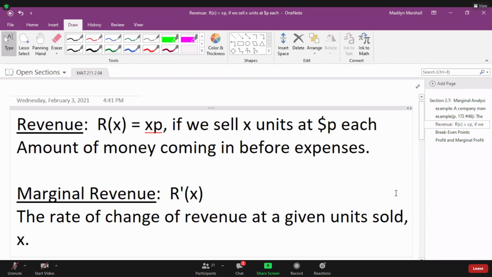So this again is not necessarily consistent. The change in revenue if we sell a few more units at the very early stages, when we're not selling very much, might be different from the change in revenue when we're selling a lot of units. So marginal revenue, again, depends on how many units we're selling at that time.